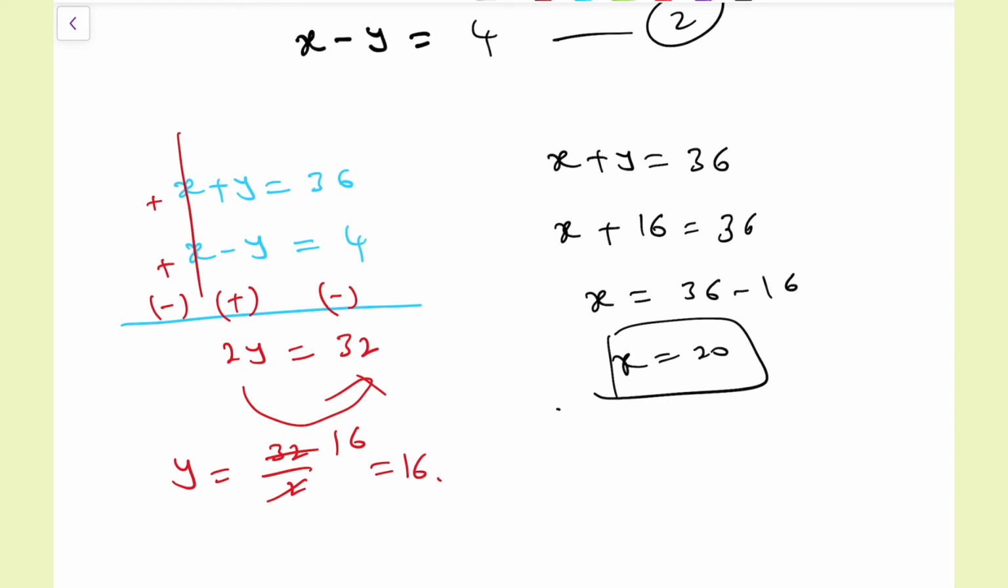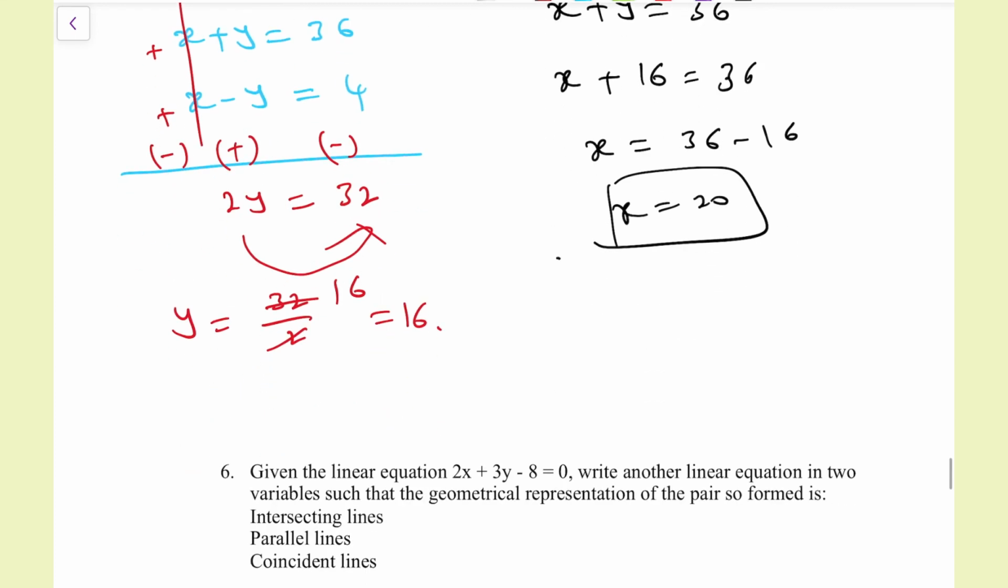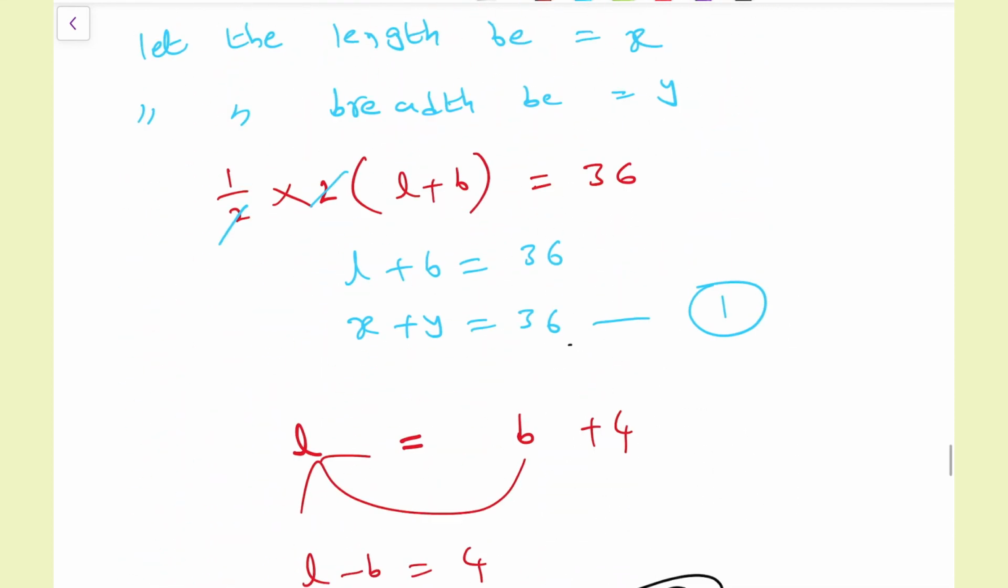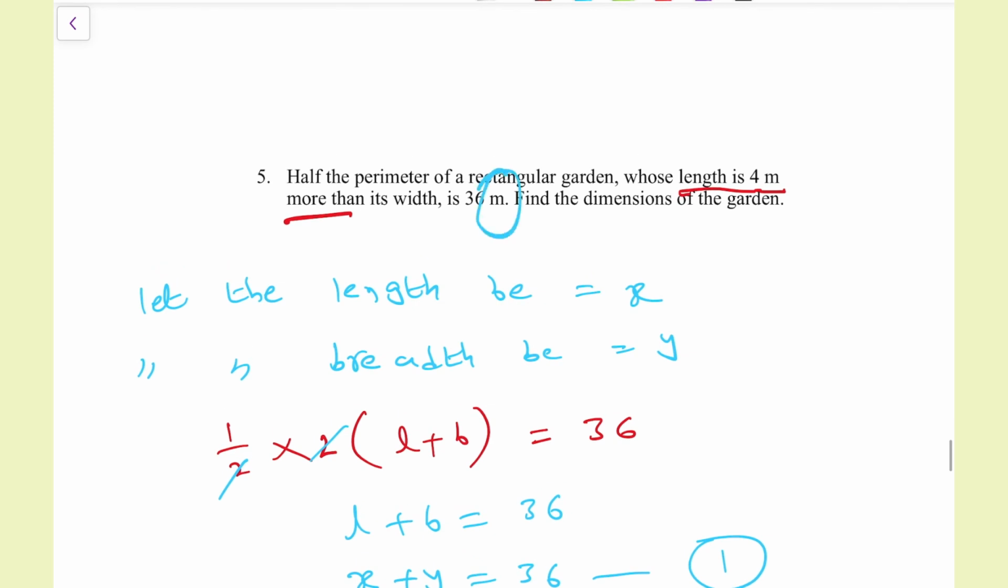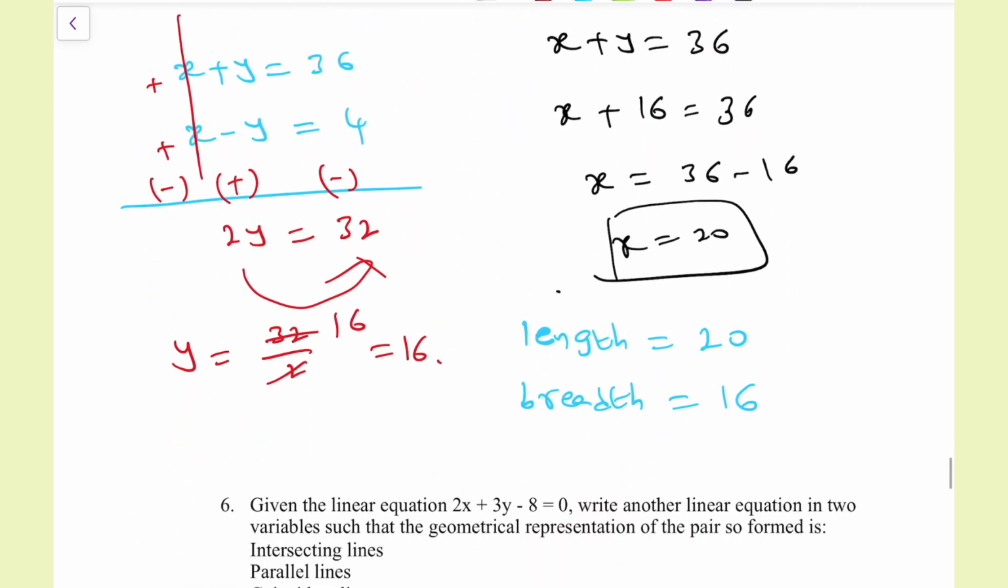x, y means in the first step we took length and breadth, right? So the length of the rectangle is 20 and the width, or else breadth, of the rectangle is 16. 16 what? Chocolates, biscuits, centimeters, meters, kilometers, milliliters? So let's move back to the question again. In the question he is speaking about meters, right? So keep that m here. 20 meters is the length and 16 meters is the breadth of that rectangle.